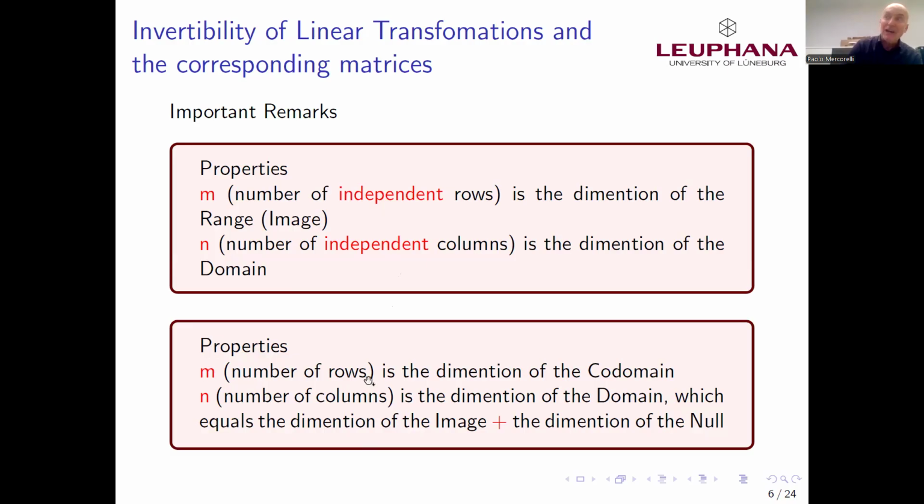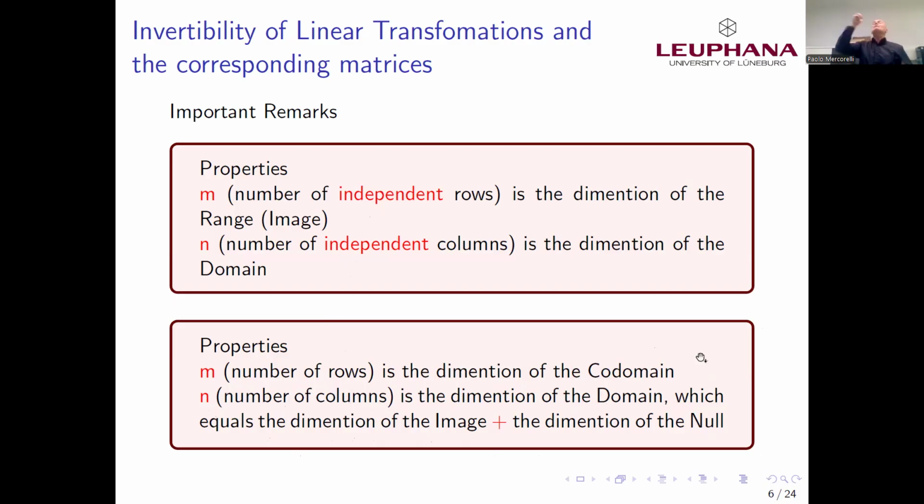Look, these properties are very important. M, the number of rows, is the dimension of the codomain. Nothing to do with the image. The number of rows, not the independent number of rows, is the dimension of the codomain. The number of columns, not independent columns, is the dimension of the domain, which equals the dimension of the image plus the dimension of the null space or kernel. This is the nullity theorem.